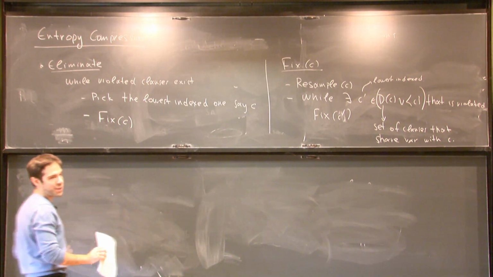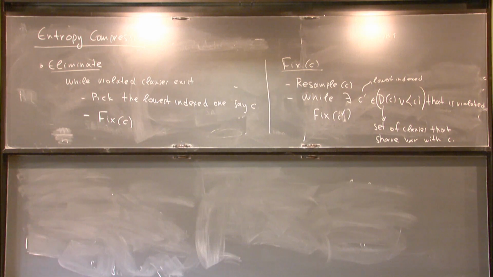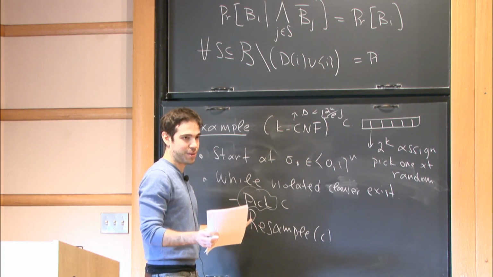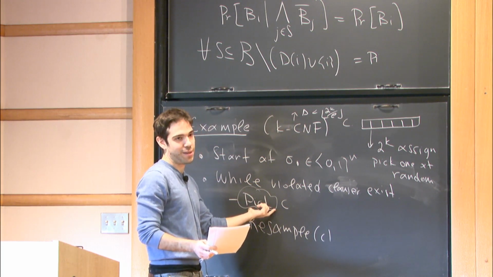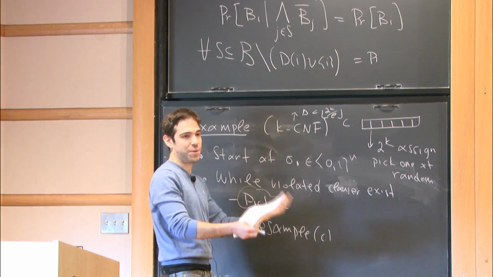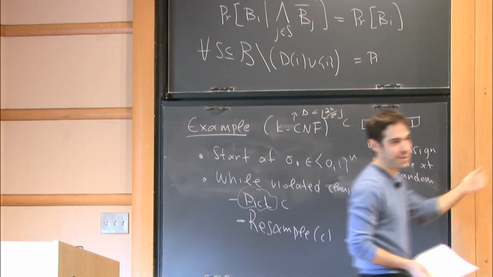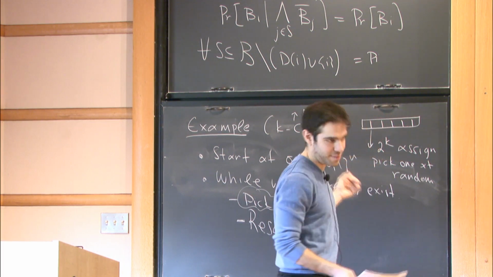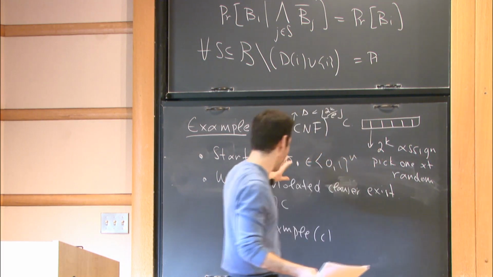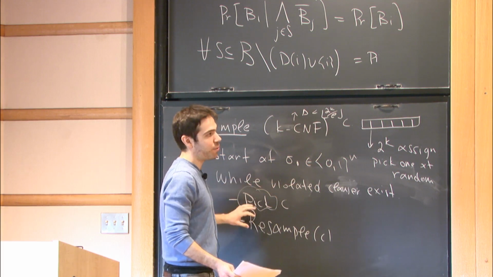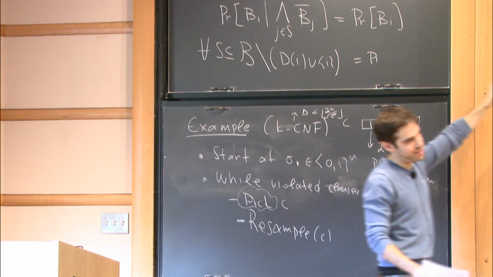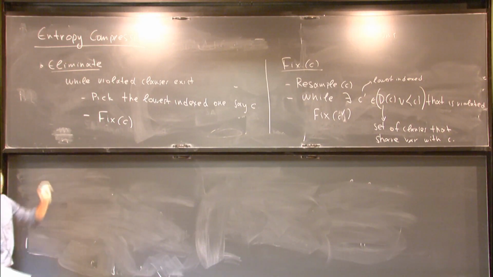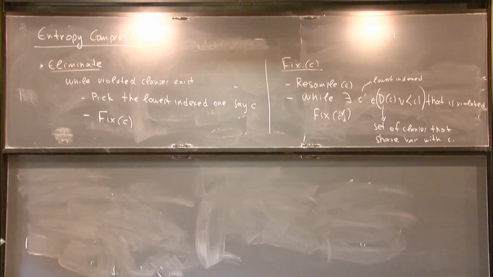I think you should think of this as a funny way of picking which clause to resample. It will help me with accounting, so I don't have to do funny stuff. Another algorithm would be to pick C at random every time. Yes, this works. For this particular argument, anything works. OK, so here's the argument.